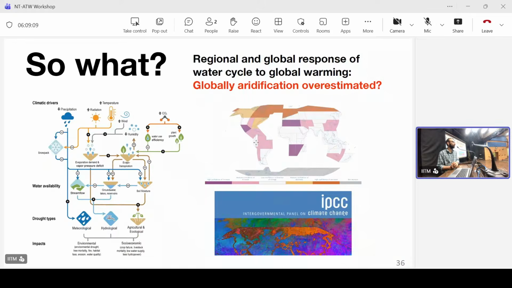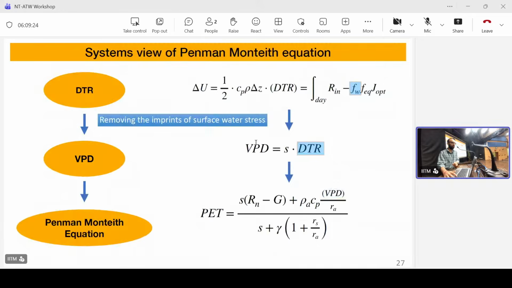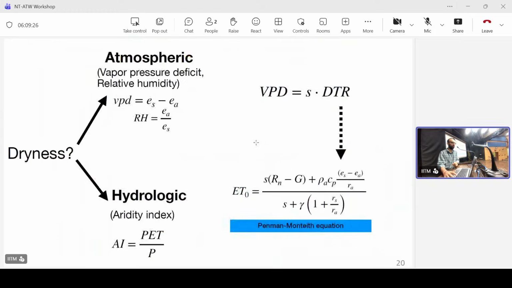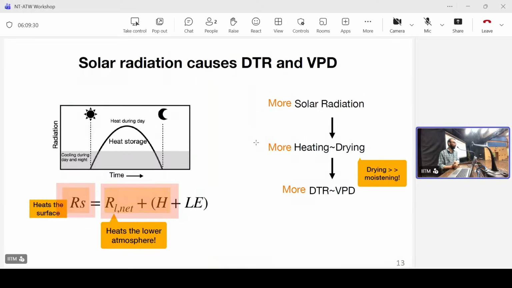Temperature has the difference between max minus min. Now, you are mentioning in your talk the increase of DTR. Now, DTR can be increased in two ways. One is definitely by an increase of maximum temperature. But another way is also there.